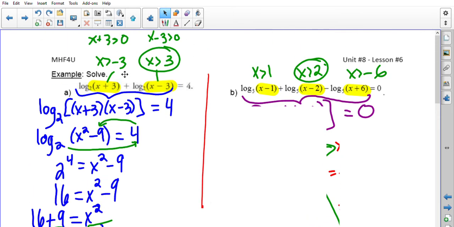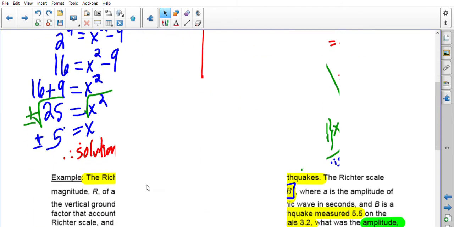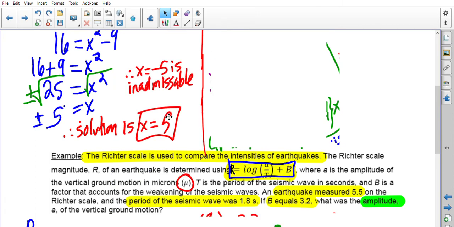So again, we have to go back up here, and it says that x must be greater than 3. Okay. So that means x equals minus 5 is inadmissible. Okay, and that's because x must be greater than 3. So the solution to this is just positive 5.